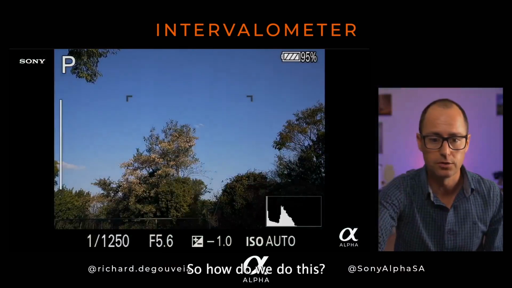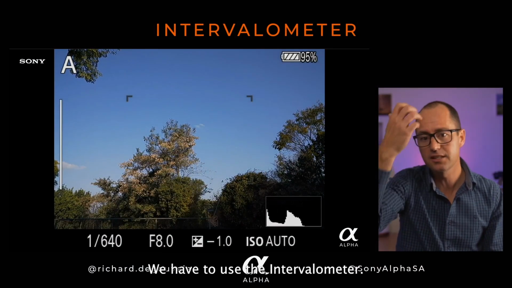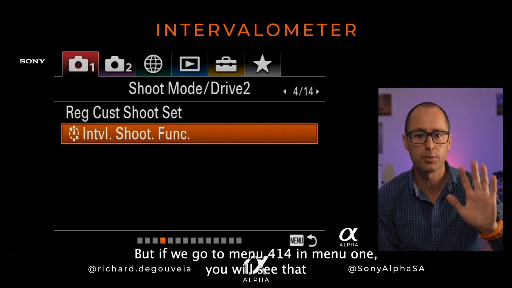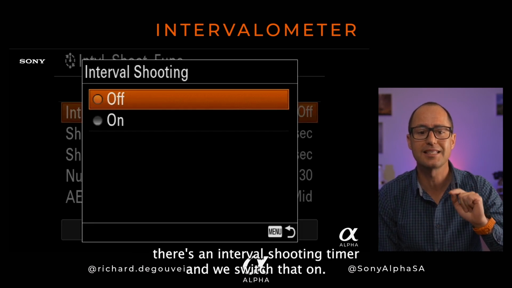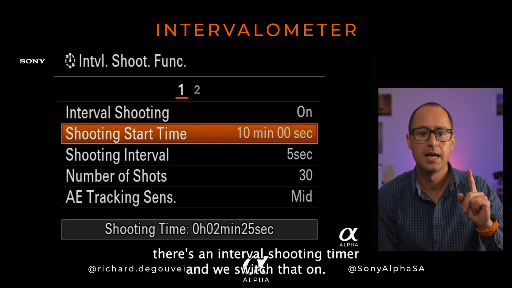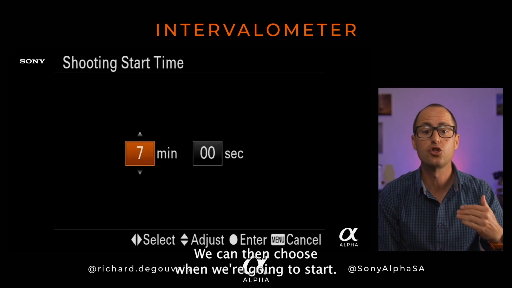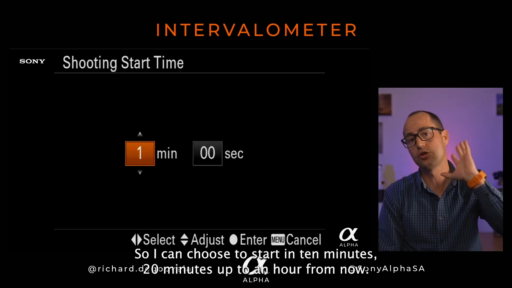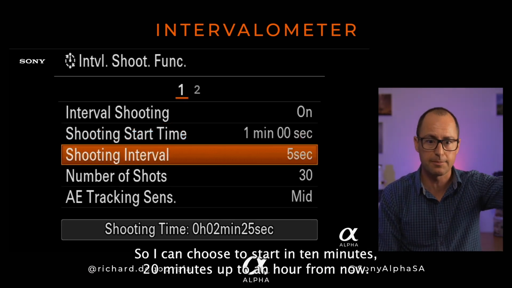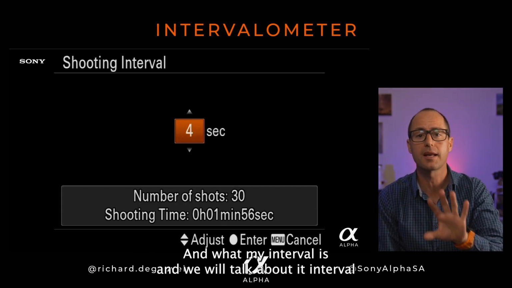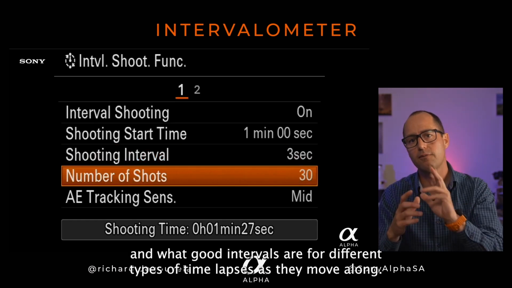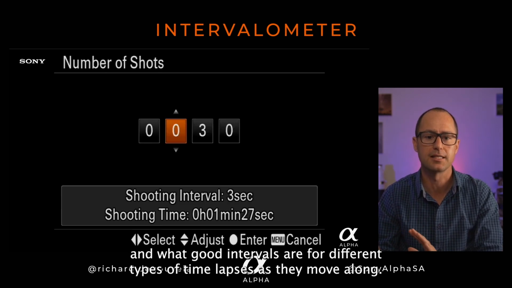So how do we do this? We have to use the intervalometer. I showed you the other one, but if we go to menu 14 in menu 1, you will see that there's an interval shooting timer, and we switch that on. We can then choose when we're going to start. So I can choose to start in 10 minutes, 20 minutes, up to an hour from now, and what my interval is. And we will talk about interval and what good intervals are for different types of time lapses as they move along.